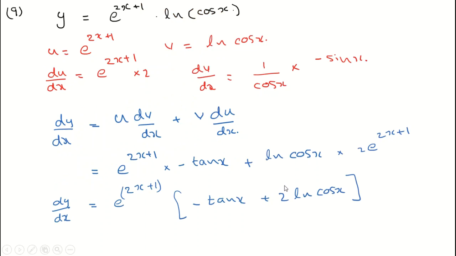y equals e to the power 2x into ln cos x. All possible examples I am including. du over dx is equal to e to the power 2x into 2. dv over dx is equal to 1 over cos x times minus sin x. Then e to the power 2x into minus tan x. This is sin x over cos x, minus tan x. v is equal to ln cos x into 2 e to the power 2x. e to the power 2x is common, take it out. This is minus tan x plus 2 ln cos x.